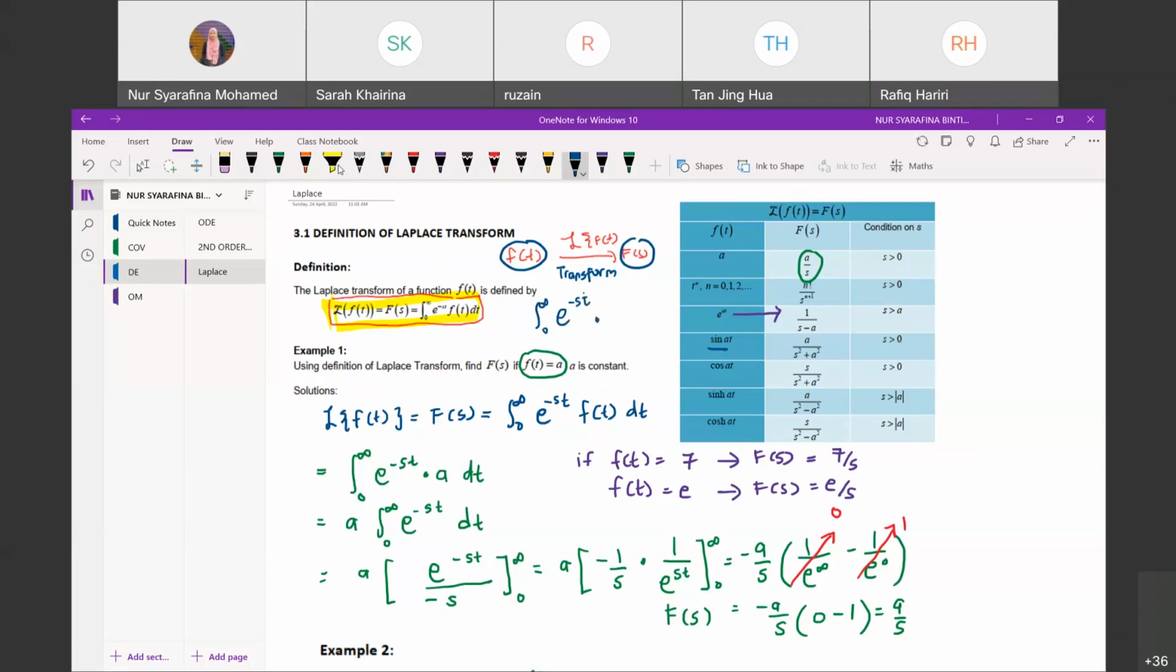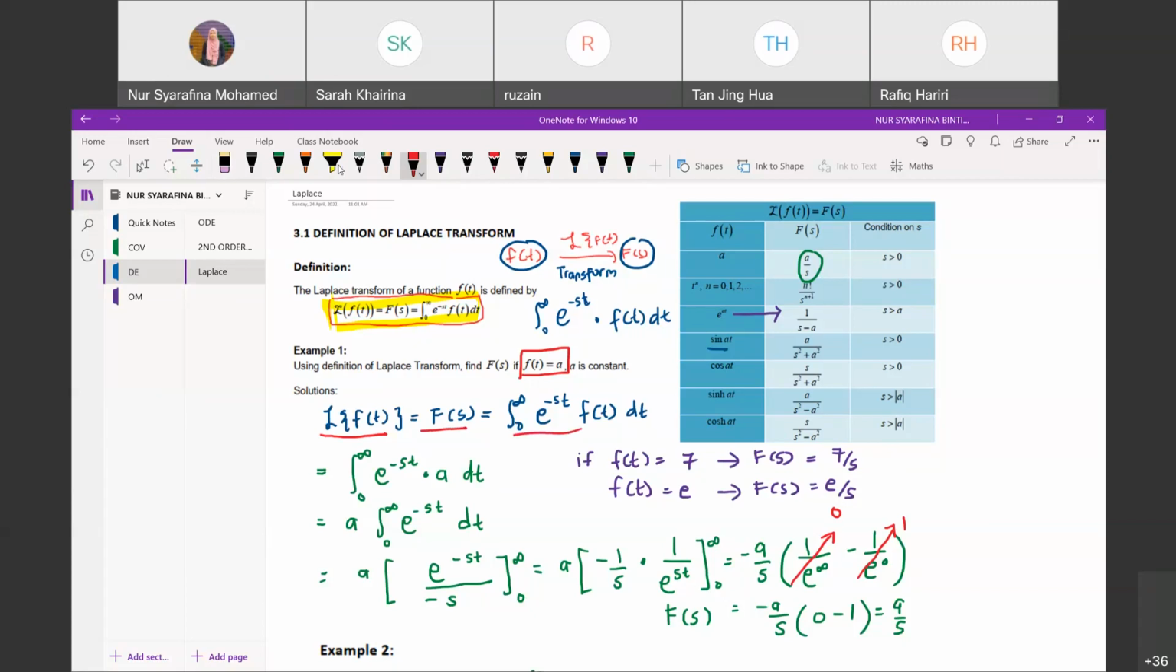multiplied by f(t) and then integrate this with respect to t. Okay. Now, let's take a look. You have your function f(t) equals a. You want to find F(s). So the Laplace transform of f(t) will give you F(s). How to transform? Integrate from 0 to infinity e^(-st) times f(t).